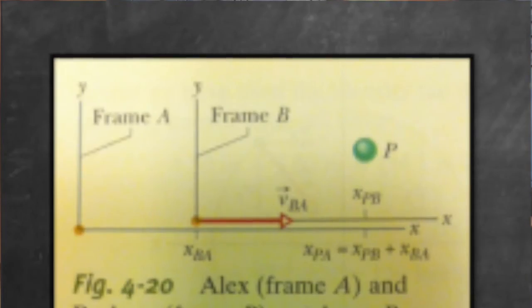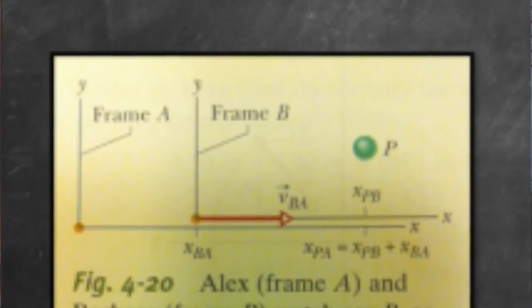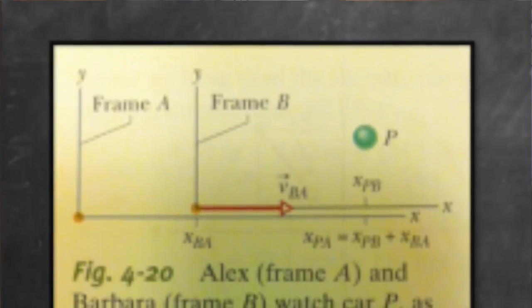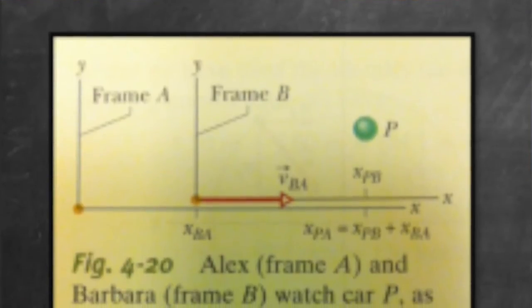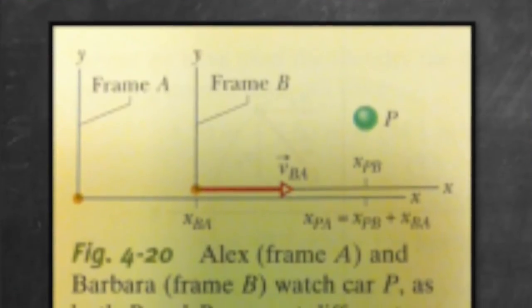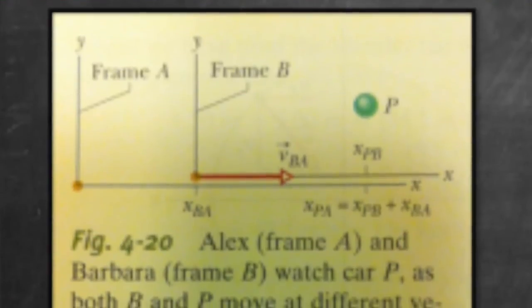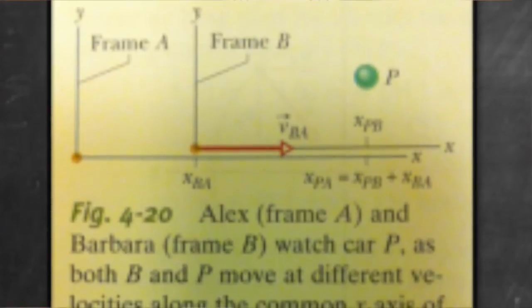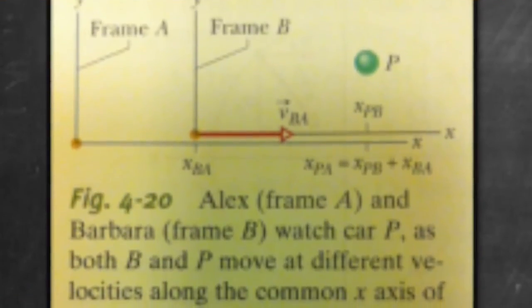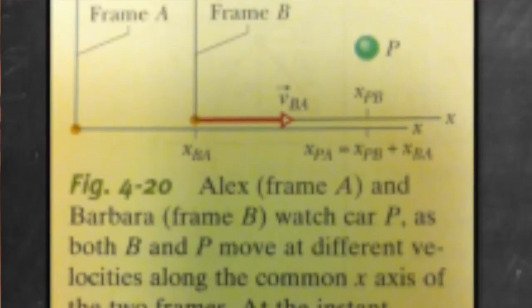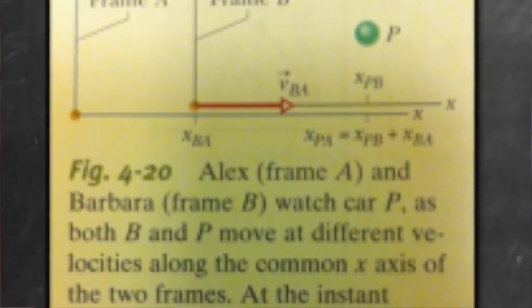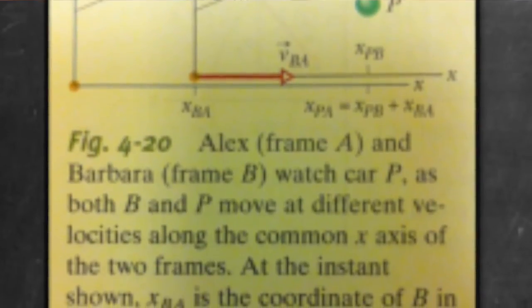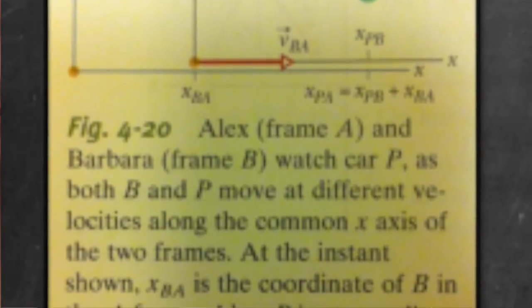So the easiest way to understand relativity may be through this picture that we found in our textbook. And so the book explains this as Alex, who is denoted as being a part of frame A, while Barbara, making her own frame, is mobile and at constant velocity. The two are both watching particle P, which is also in motion. If you take a look at the position of particle P with respect to frame A, it is the sum of the position of particle P relative to frame B and the position of B relative to frame A.